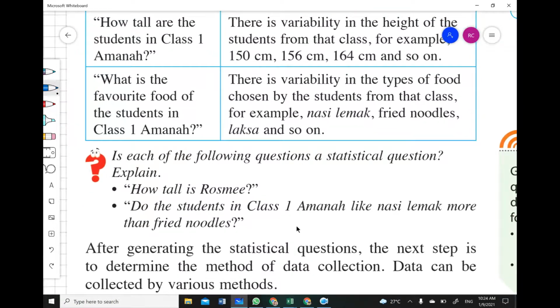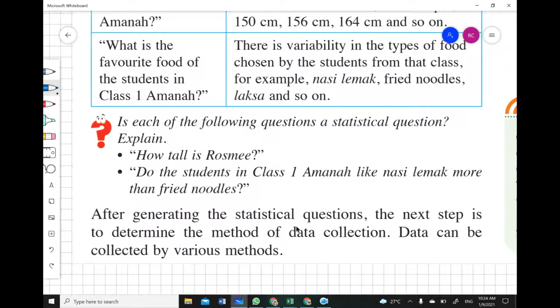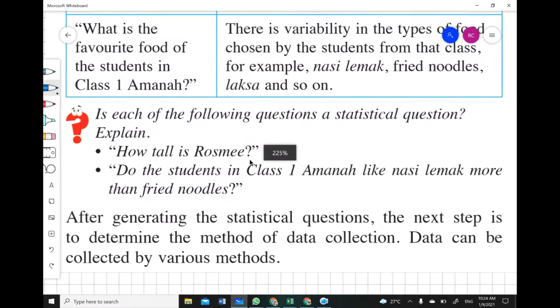What is your favorite food? Durian. Do you eat durian? Yes. Okay. Anybody plant durian at home? No. Okay. If you plant durian at home, I'm going to buy from you.